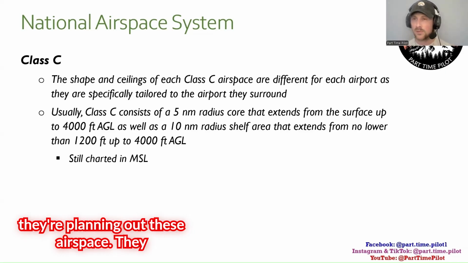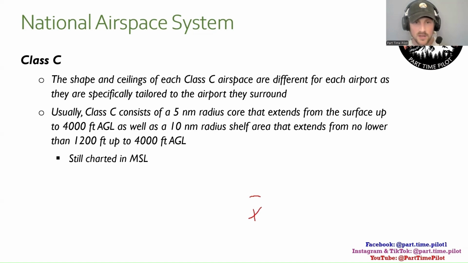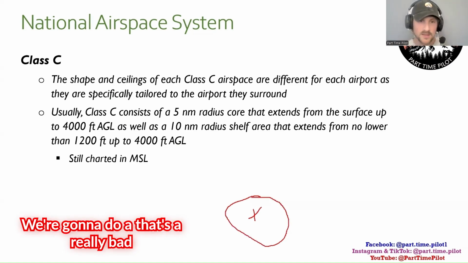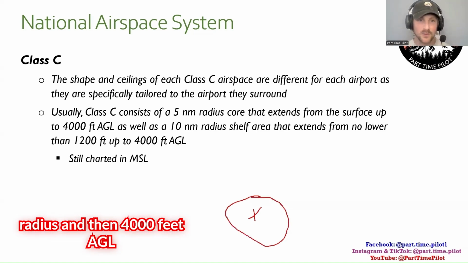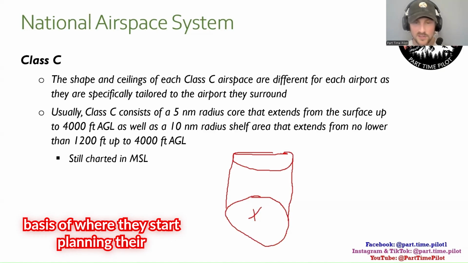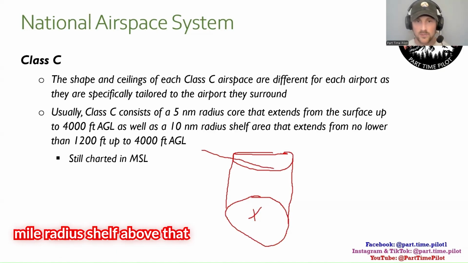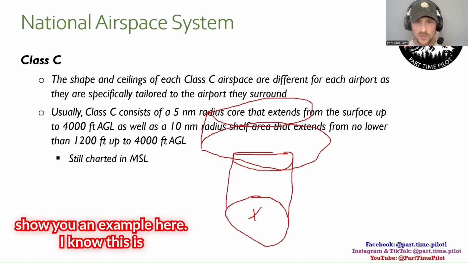This is kind of when they're planning out these airspaces, they see, okay, here's an airport right here. We're gonna do, that's a really bad circle, but that's a 5 nautical mile radius, and then 4,000 feet AGL above this airport. That's kind of the basis of where they start planning their Class C. And then there's a 10 nautical mile radius shelf above that that kind of looks like this. And we'll show you an example here.